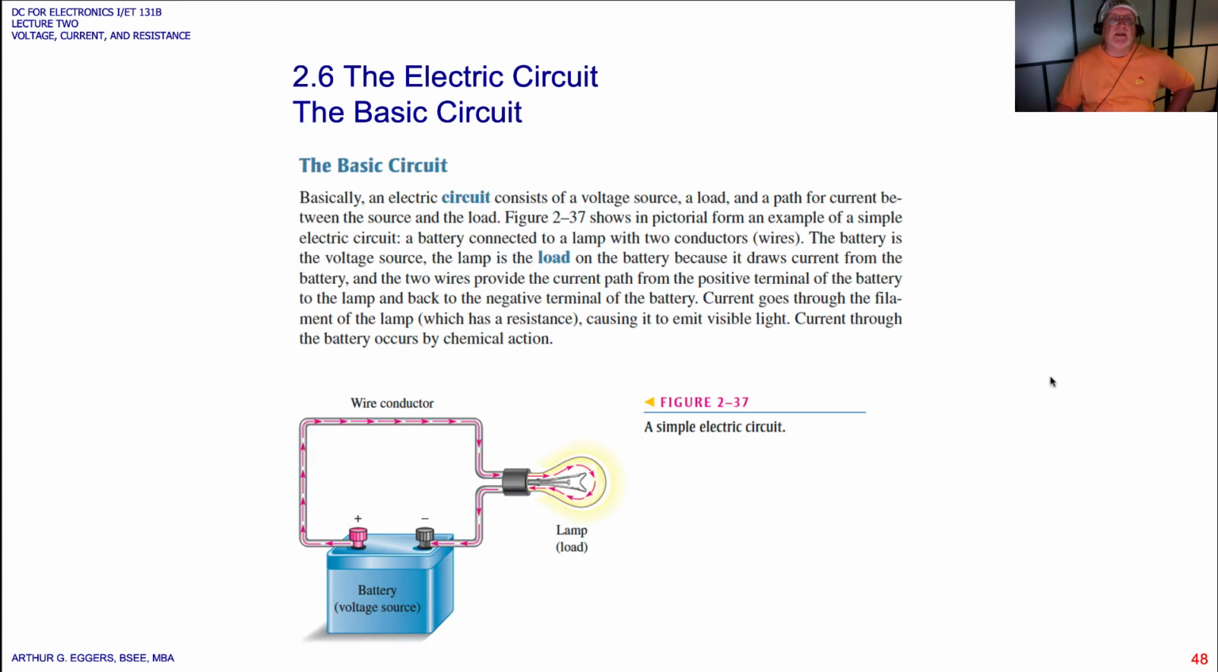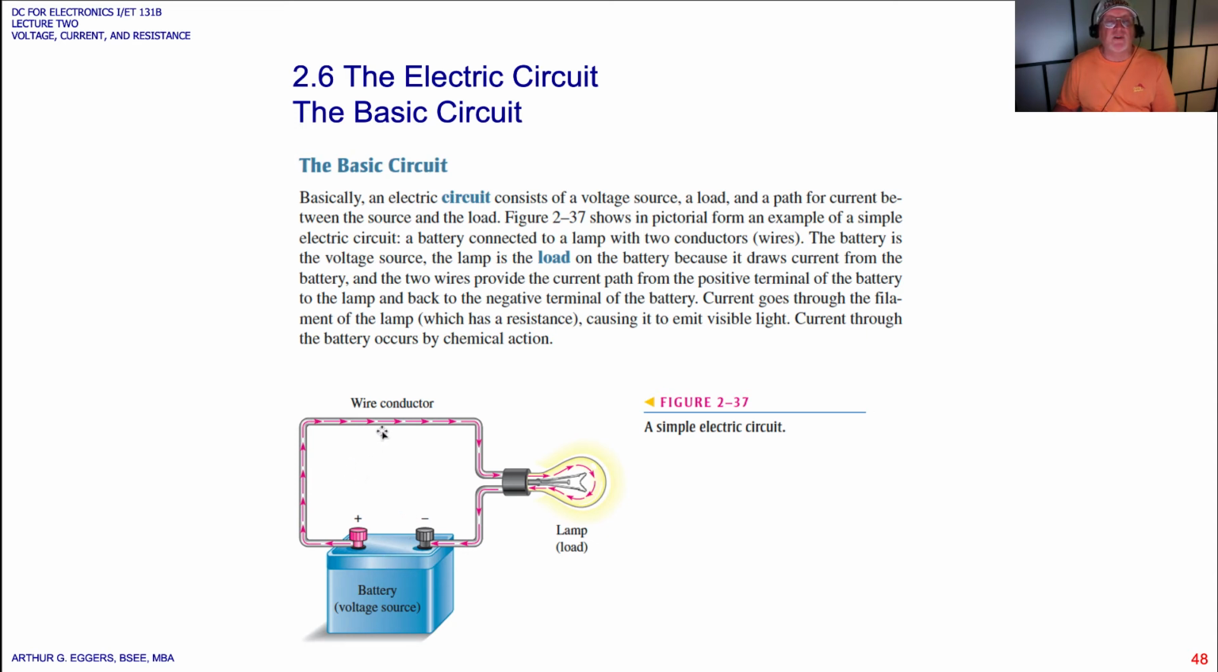Basically, an electric circuit then consists of a source, a load, and a path for the current between the source and the load. The diagram shows, in pictorial form, an example of a simple electric circuit. If you go through here and look, you can see we've got a lamp identified, we've got a conductor, probably a copper wire, and we've got a battery or a source.